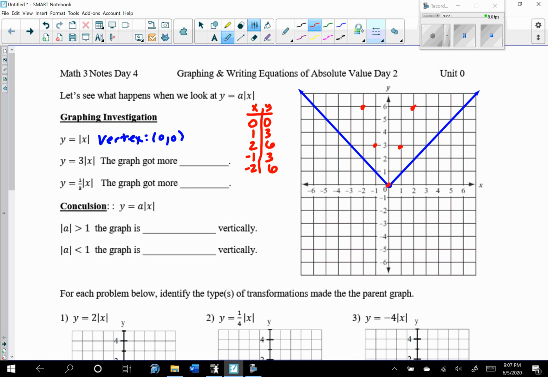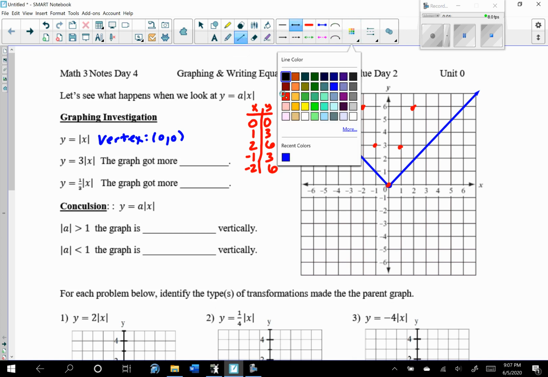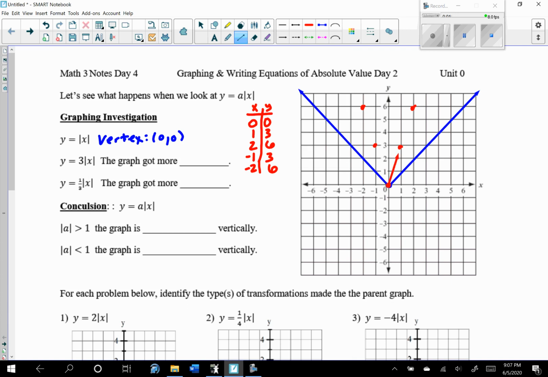And then, of course, again, use your ruler to go ahead and graph. So this is y equals 3 times the absolute value of x. And we can see that the vertex is at 0, 0. And you can see from the parent graph, the graph got more narrow or more skinny.